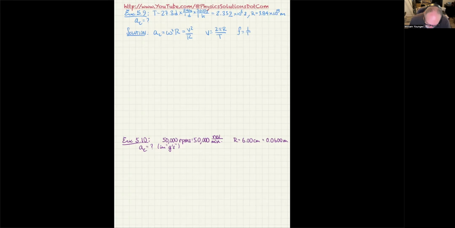We know, for instance, the period, that's the time required for it to complete one revolution. We know the radius, so we can go ahead and calculate the velocity given 2 pi r over t is that velocity. That becomes 2 times pi times 3.84 times 10 to the 8th meters divided by the period, and the period turned out to be 2.359 times 10 to the 6th seconds.